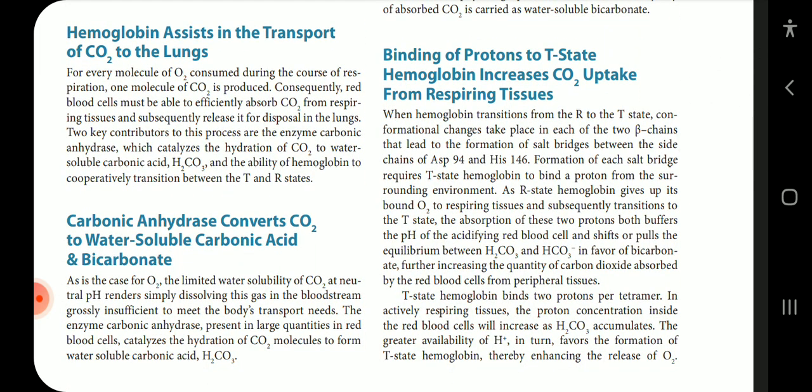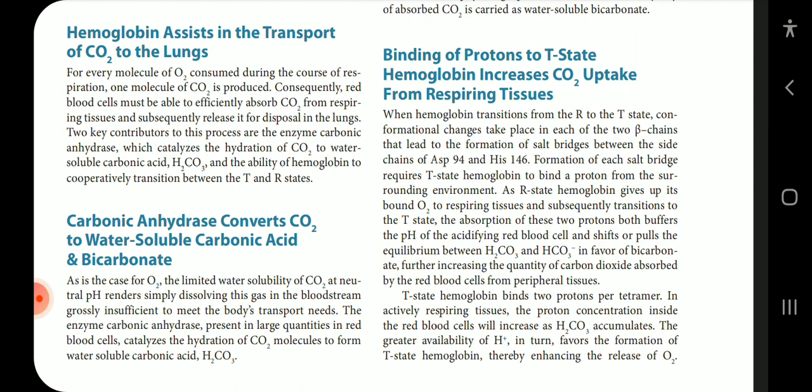Binding of protons to T-state hemoglobin increases CO2 uptake from respiring tissues. When hemoglobin transitions from the R to the T state, conformational changes take place in each of the two beta chains that lead to the formation of salt bridges between the side chains of Asp94 and His146. Formation of each salt bridge requires T-state hemoglobin to bind a proton from the surrounding environment.